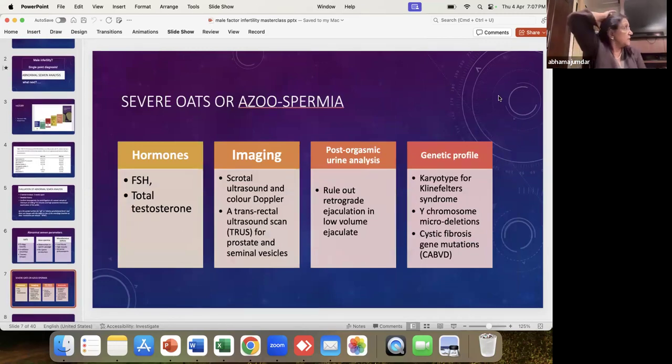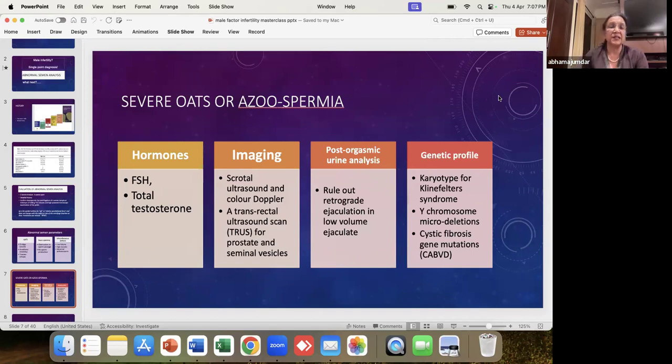And if there is severe oats or azoospermia, what next? So this much you've seen that, okay, it's not normal and it is really severe oats. That means the counts are 1, 2, 3, 4, 5 million, or say around that. Even asthenozoospermia is quite a bit, and you find that hardly 10% are motile, or teratozoospermia is there. What is the next? You do 4 things. One is hormones, and you just need 2 hormones, FSH and total testosterone.